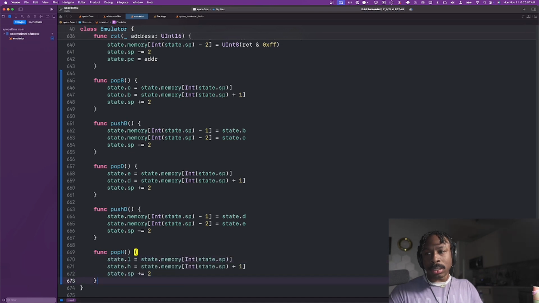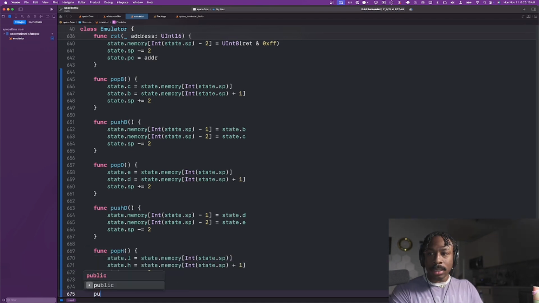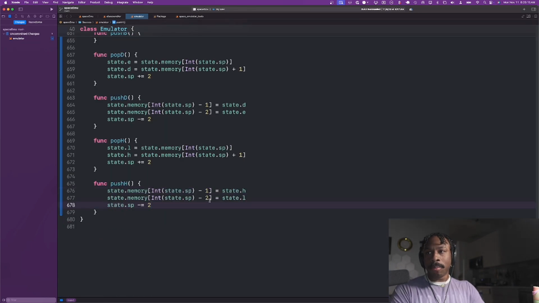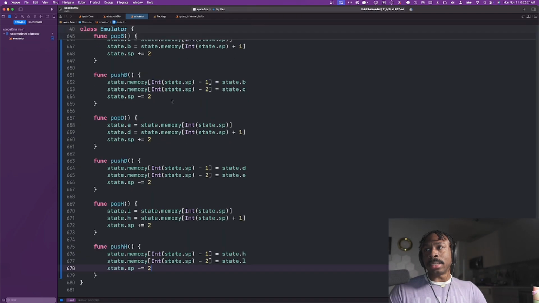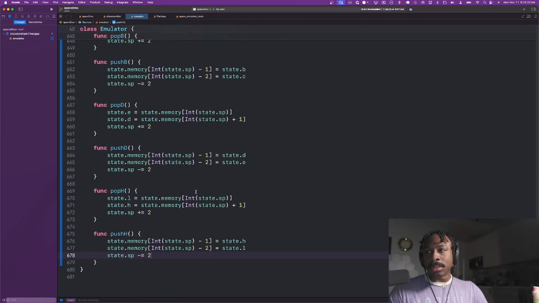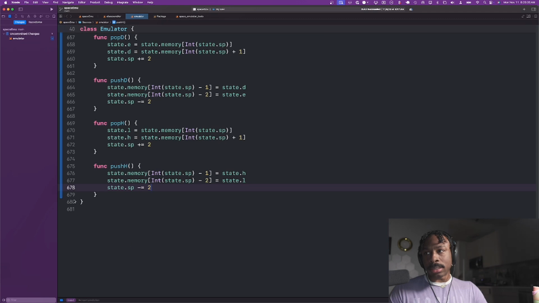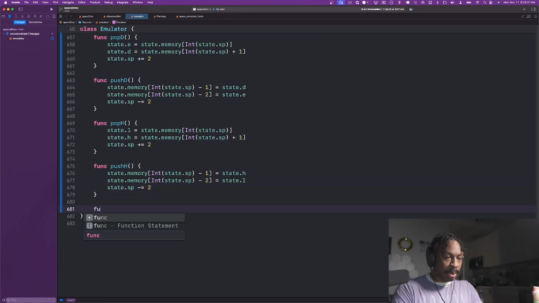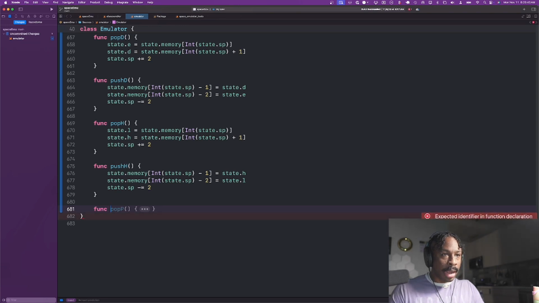Alright, so we're just gonna do also H. And then push H is. Okay, so yeah, these just operate on the D and E registers for D, and then H operates on the H and L registers. Pretty simple. And then now we have to operate on a special register called the PSW.